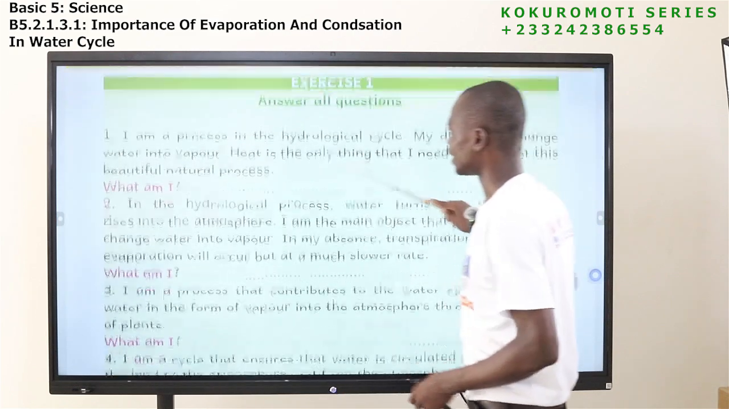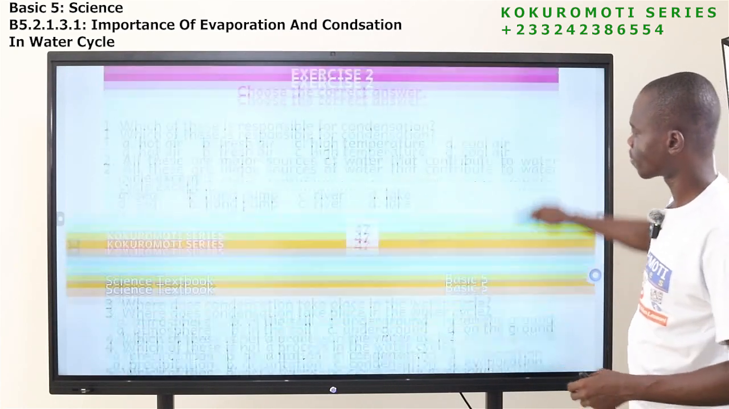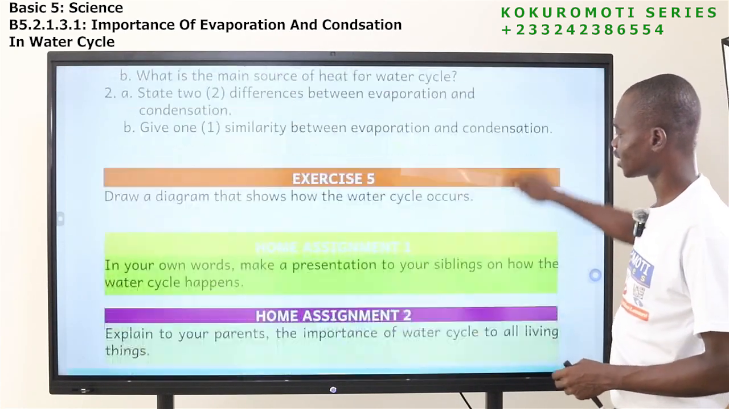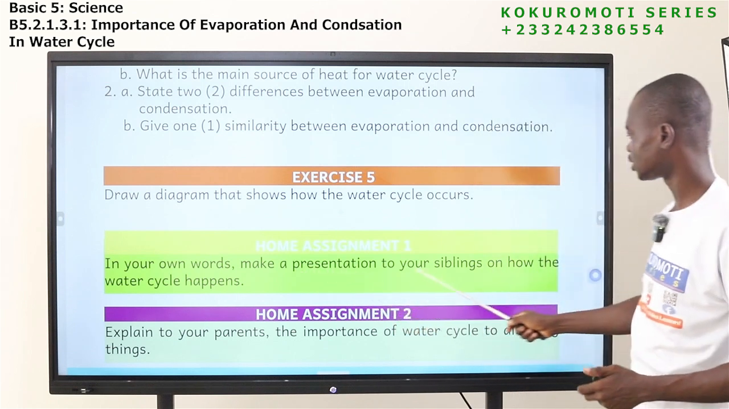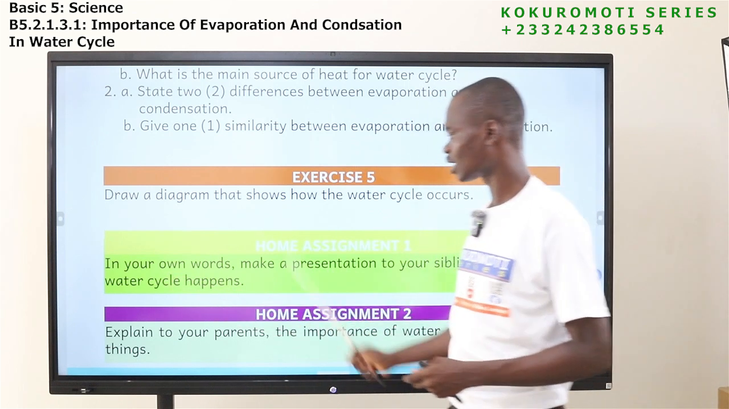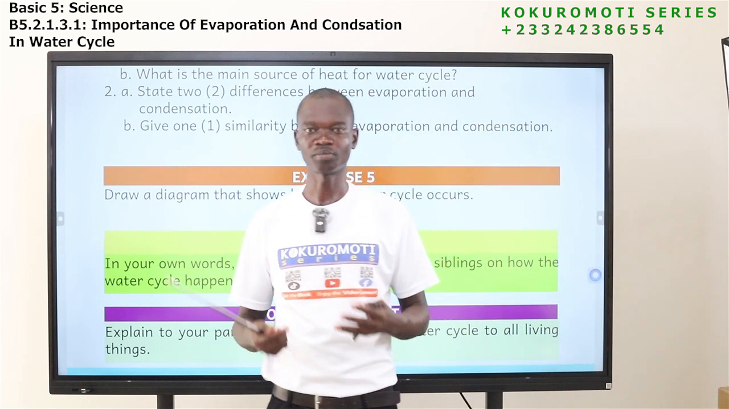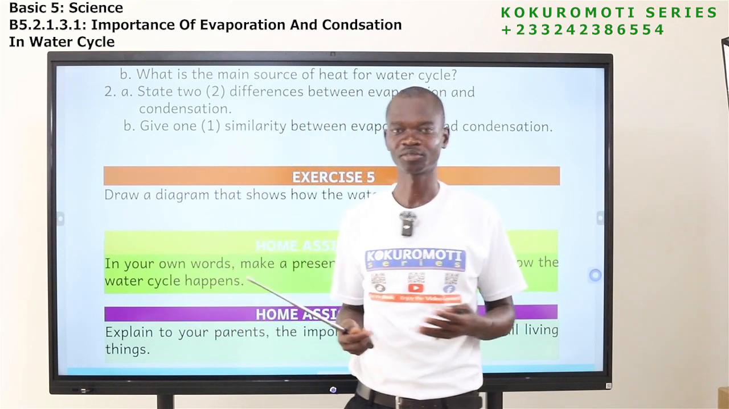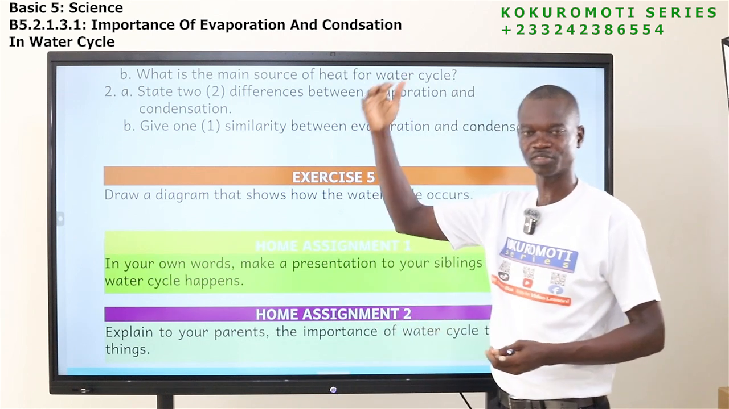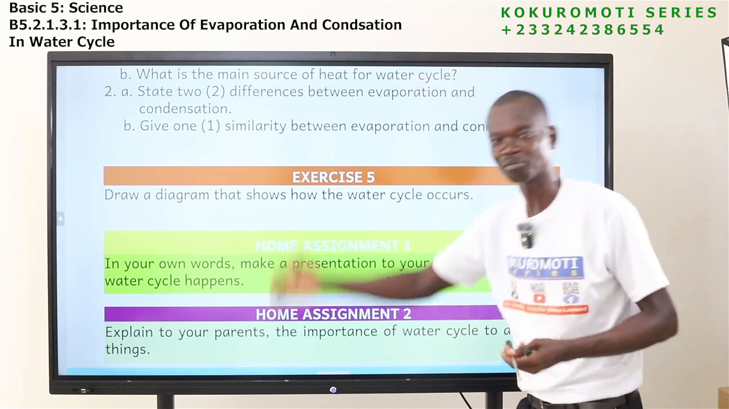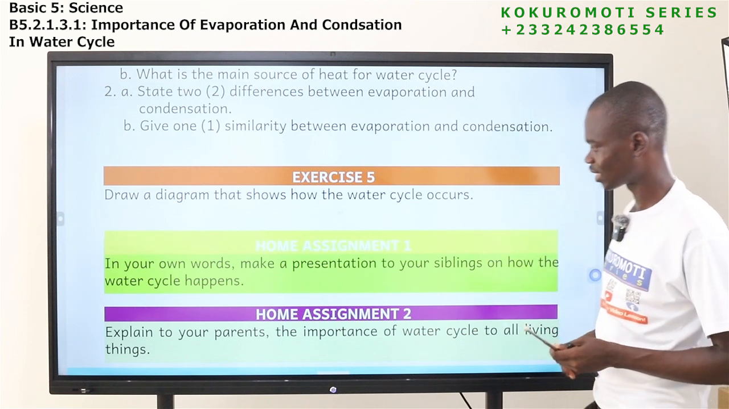Okay, let's look at the exercises. We have exercise 1, which is riddles, and then exercise 2, exercise 3, exercise 4, exercise 5, then home assignment 1 and home assignment 2. Home assignment 1: in your own words, make a presentation to your siblings on how the water cycle happens. Let them know how rain or the water cycle happens, how water moves from earth to the atmosphere and comes back to earth, goes back again, like that.